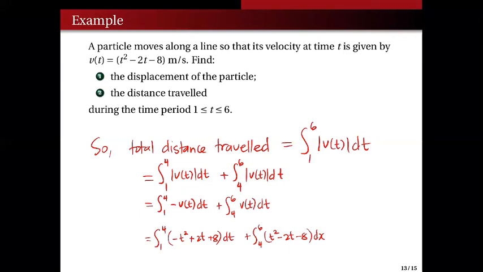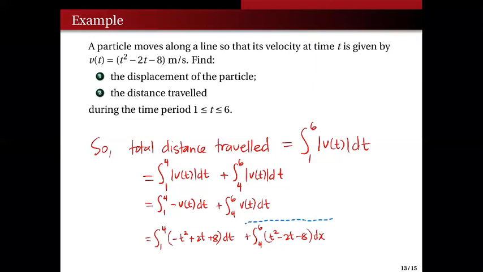From here, do not even try to cancel these guys, because look at the interval. It's 1 up to 4 in here, whereas in here, it's 4 up to 6. And do not put them into a single integral, because they are different functions. Minus t squared plus 2t plus 8 for this interval. For this interval here, you have t squared minus 2t minus 8. So careful. Okay?